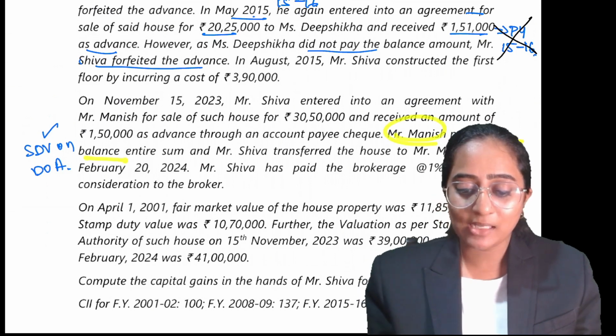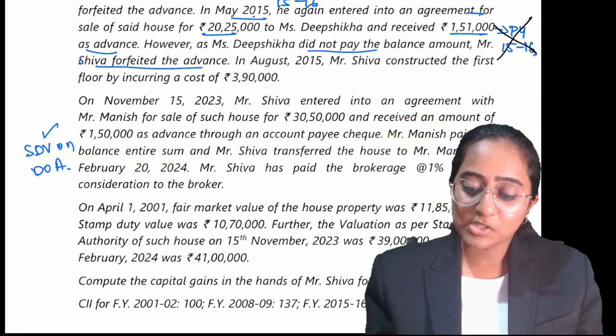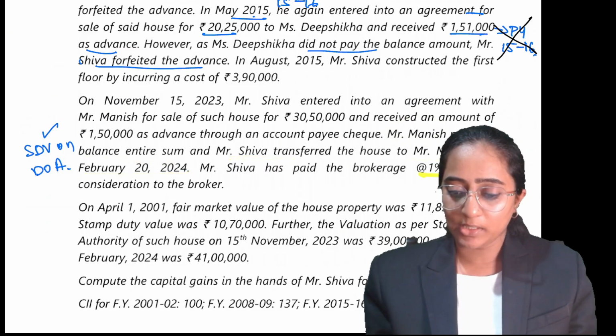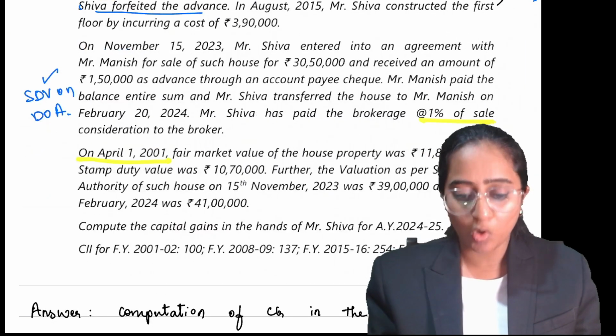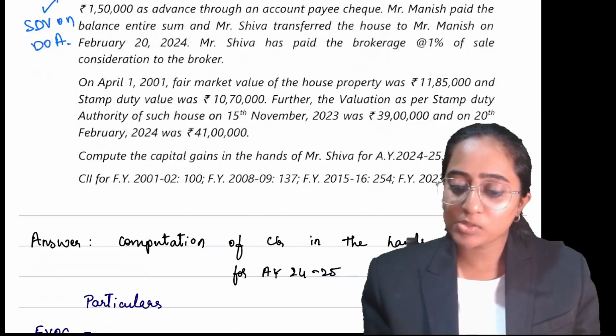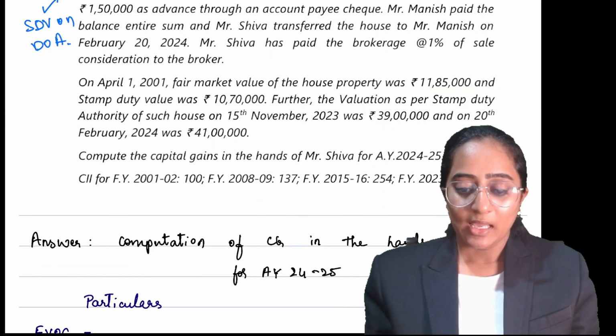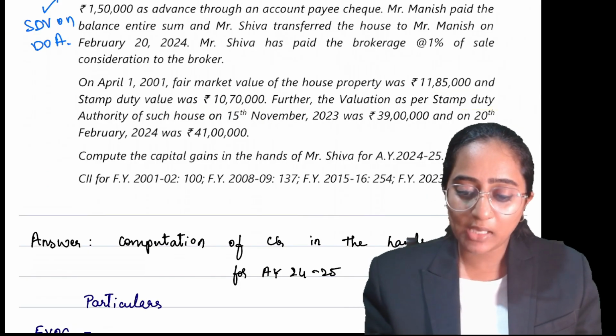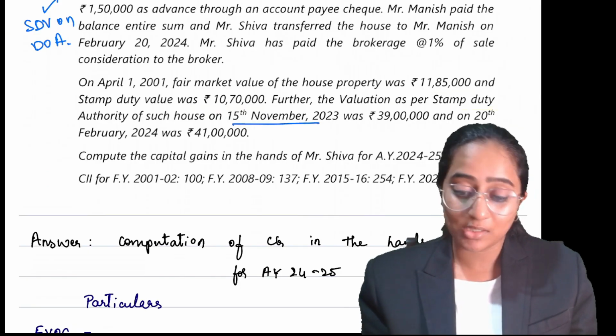Mr. Manish paid the entire balance sum, and Mr. Shiva transferred the house in February 2024 and paid brokerage of 1%. On 1st April, the fair market value of the house property was 11,85,000. SDV was 10,70,000. Further, valuation of SDV as on 15 November is 39 lakh.